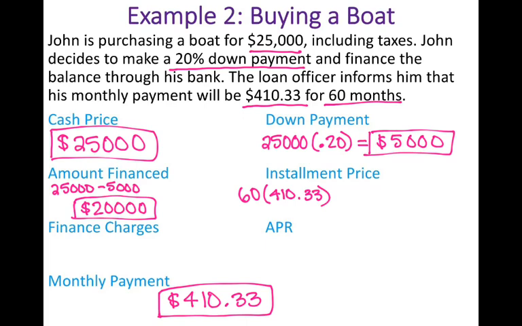But I also need to take into account the down payment that John put down for his boat to begin with. So it's the amount that you make in payments plus the down payment. And that's going to give you your total installment price. So my total installment price is going to be 60 times 410.33 plus 5,000. And that is $29,619.80.